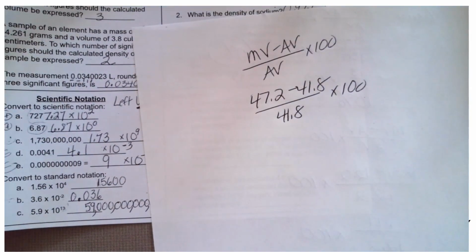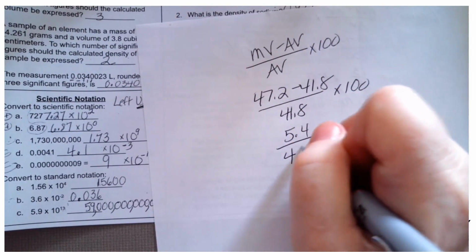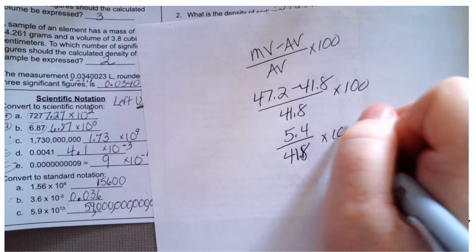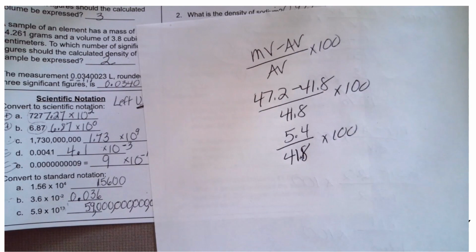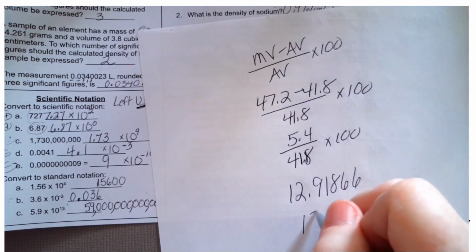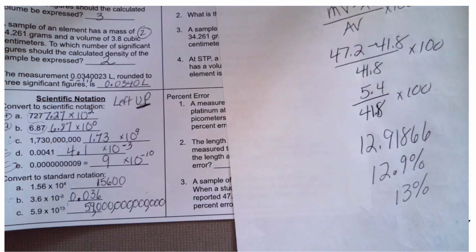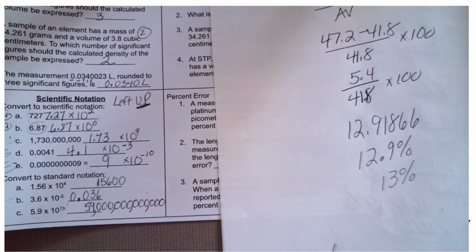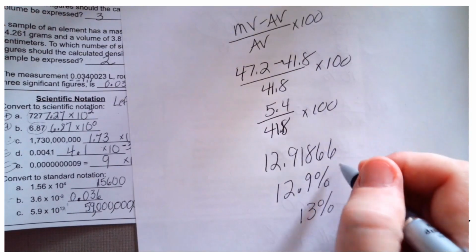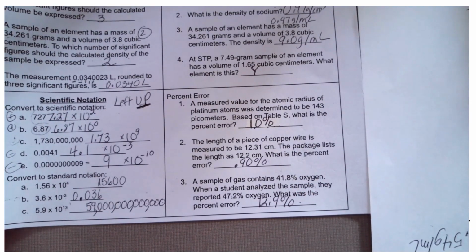So I'm going to do that math. 47.2 minus 41.8 is 5.4, divided by 41.8, times 100. So divided by 41.8 equals, times 100 is 12.91866. So 12.9% error. You could even say 13% error. Most of the time for percent error, we're not really worried so much about significant figures. But if I am worried about significant figures, this is my right answer. 12.9%. And there we go. That is percent error.